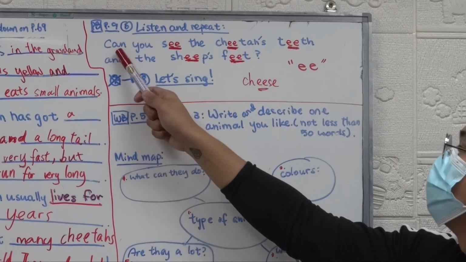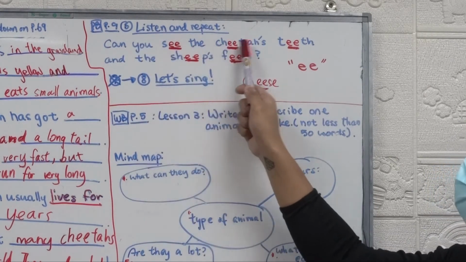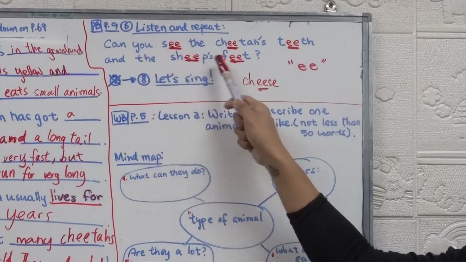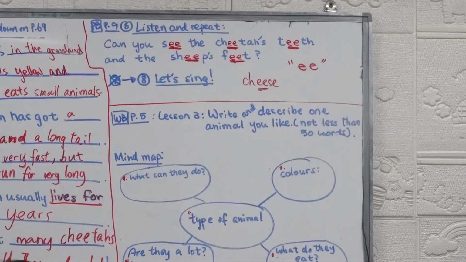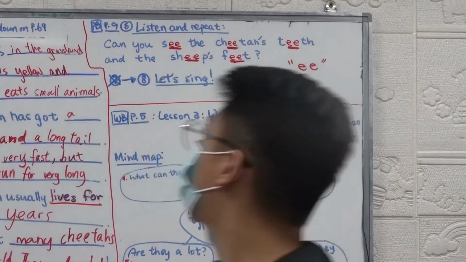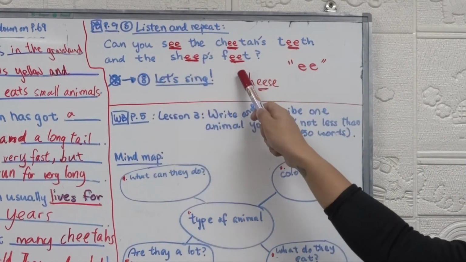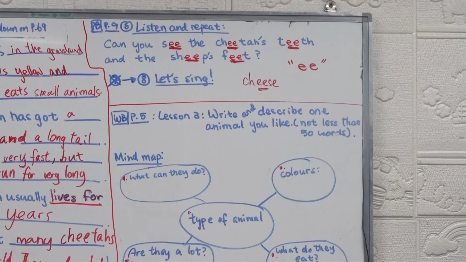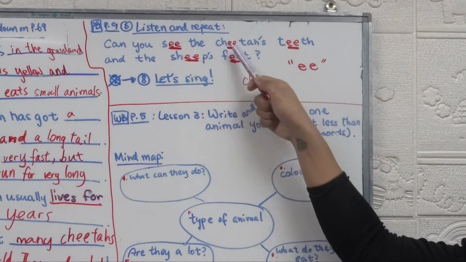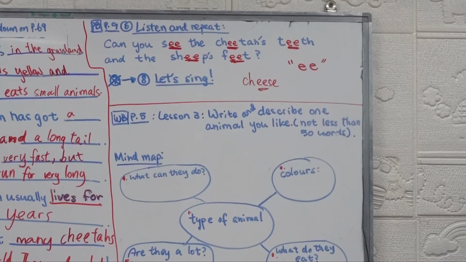All right, get ready. Can you see the cheetah's teeth and the sheep's feet? Okay, so it's a question, right? So your voice should be going up. Can you see the cheetah's teeth and the sheep's feet? Going up, right? Okay, so what sound is this again? The E-E? Very easy, right? E. Can you see the cheetah's teeth and the sheep's feet?